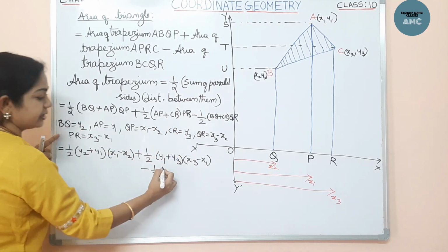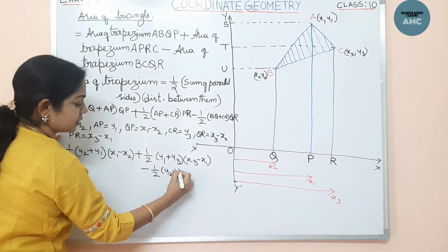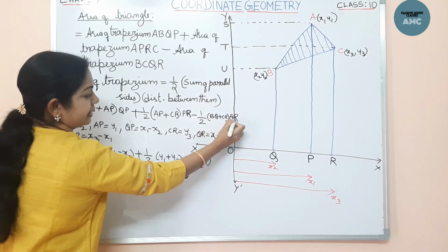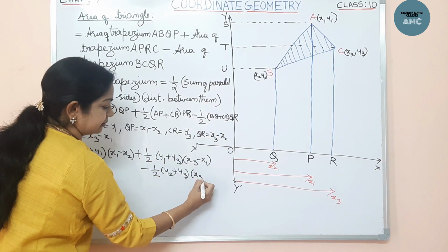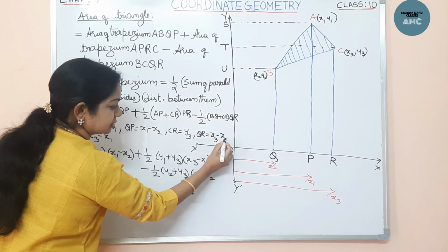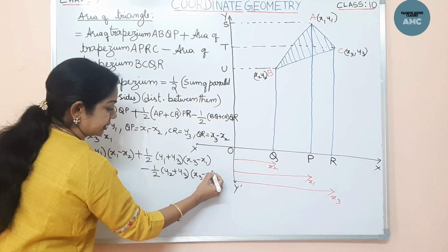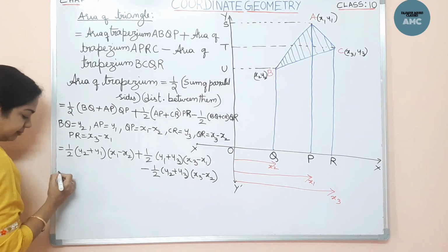This Y2 plus Y3 multiplied by QR. Where is our QR? Here. X3 minus X2. This is 2. Write it correctly. Right. Now we will multiply.